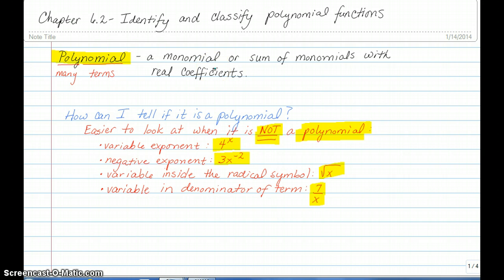So the things that will identify it as not being a polynomial are a variable exponent, for instance, 4 to the x power; a negative exponent, 3x to the negative 2 power; a variable inside a radical symbol, square root of x; and finally a variable in the denominator of a term, so 7 over x. If you see any one of those four things, then you know it is not going to be a polynomial.